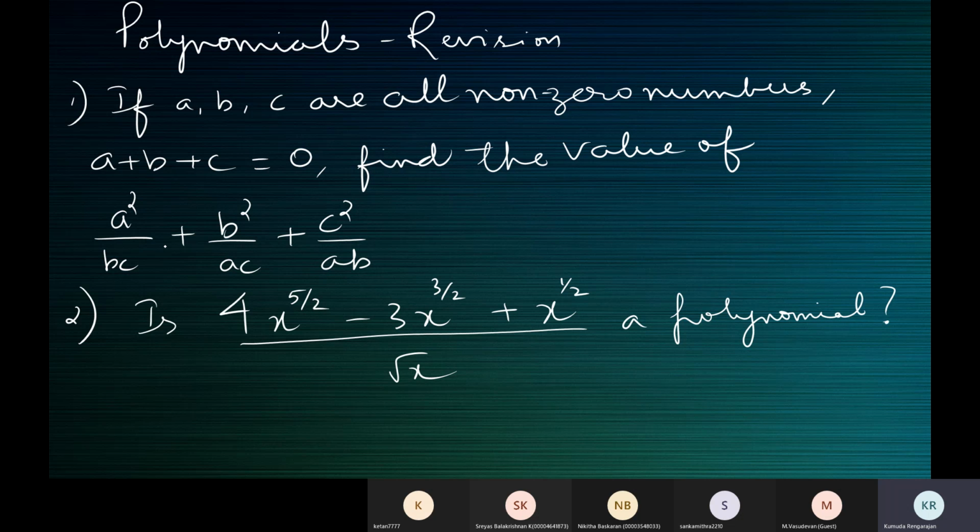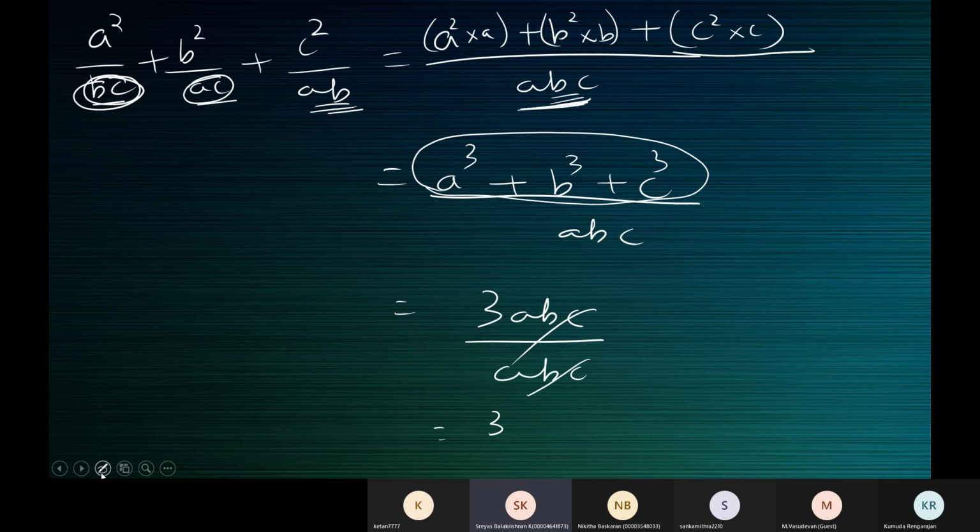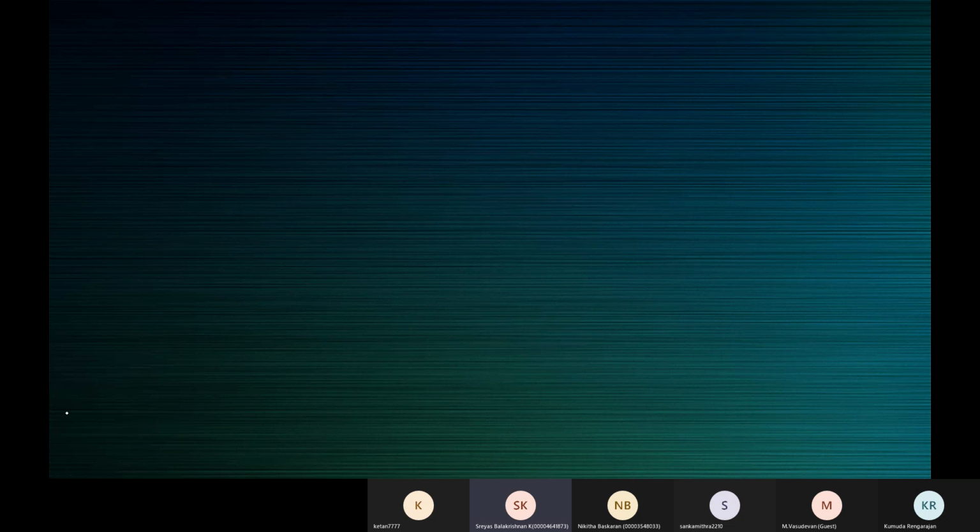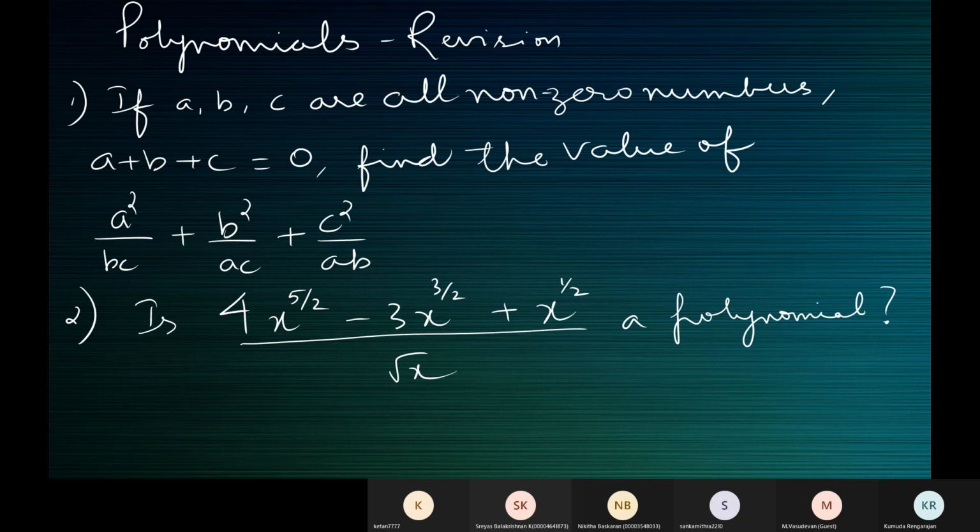Anyone else wants to share if it's a polynomial or not? I think it's a polynomial. So what does your simplification work to? Ma'am, I multiplied into root of x by root of x. Yeah, tell me. Okay, let me work it and see if I'm right.